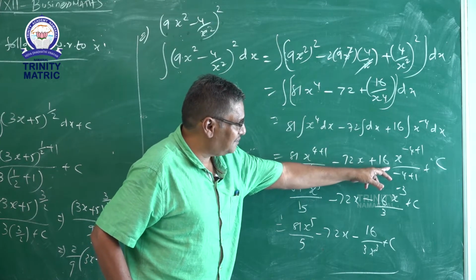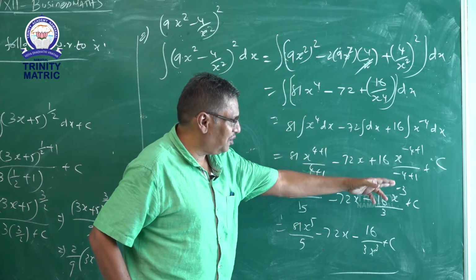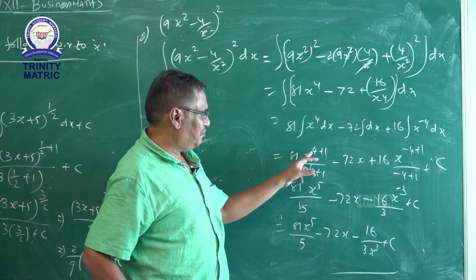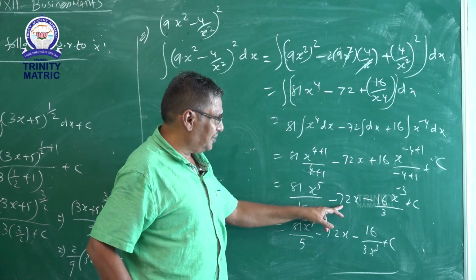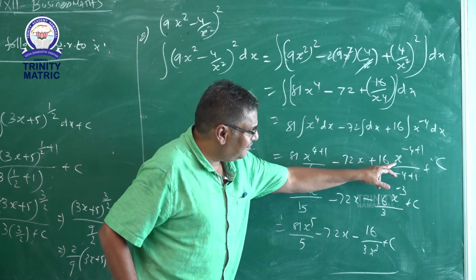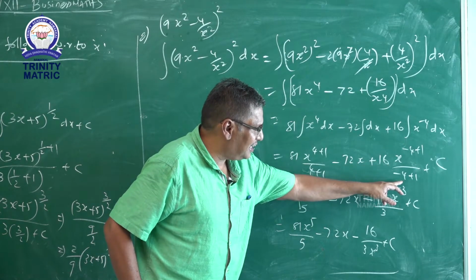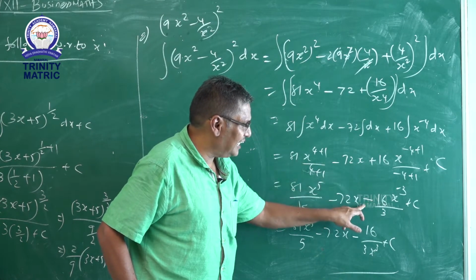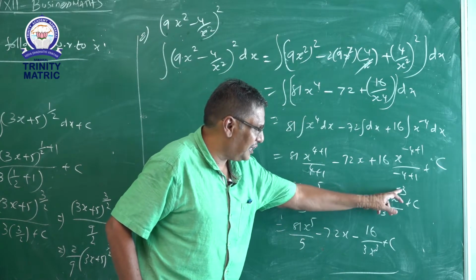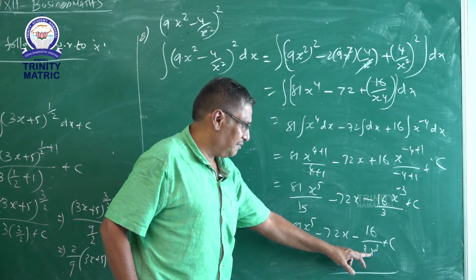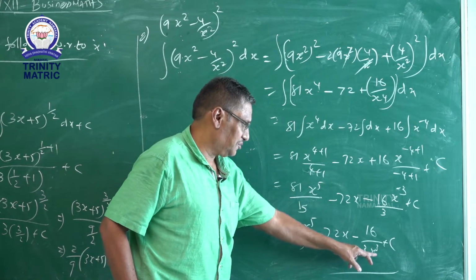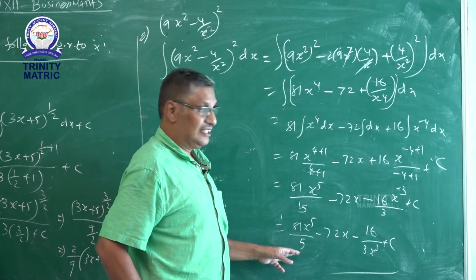Then 16 x power minus 4 plus 1 by minus 4 plus 1, plus c. So 4 plus 1 is 5, x power 5 by 5, minus 72x, plus 16 x power minus 3 by minus 3. So plus by minus is minus: minus 16 by 3 x to the power of minus 3, plus c. So x power minus 3 can be written with x cube in the denominator, positive. So plus c. This is the answer.